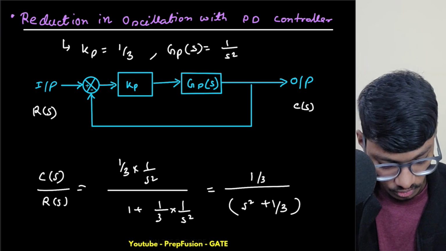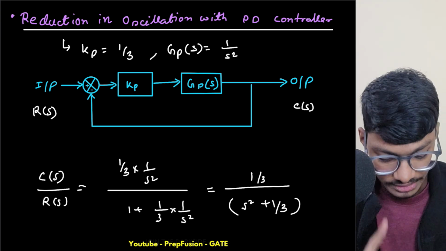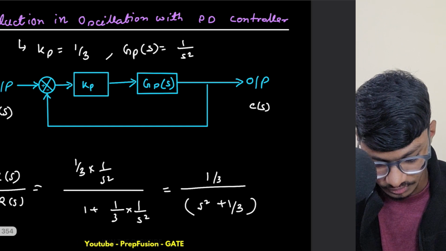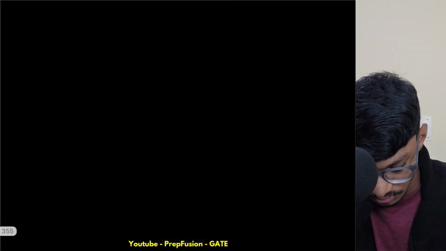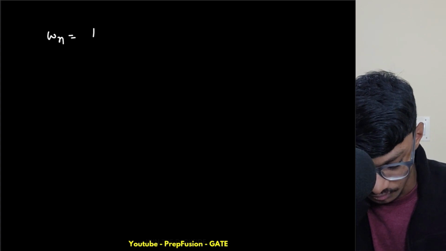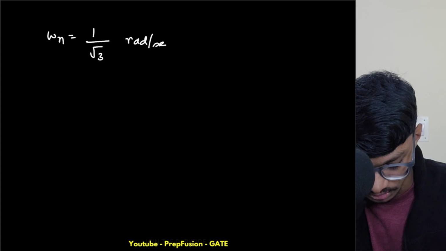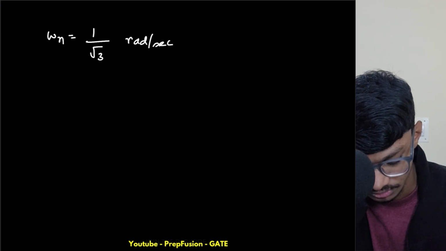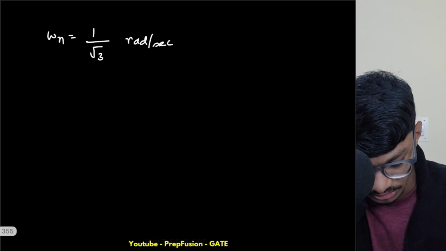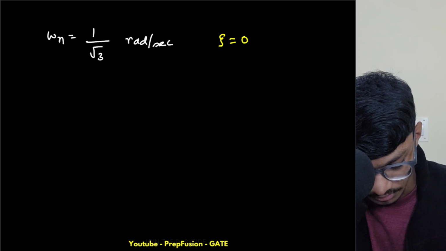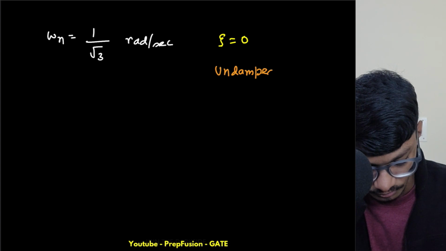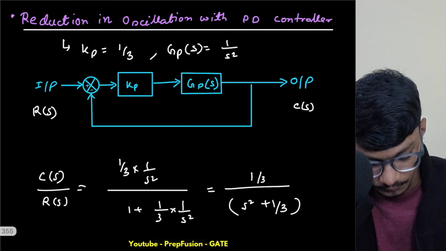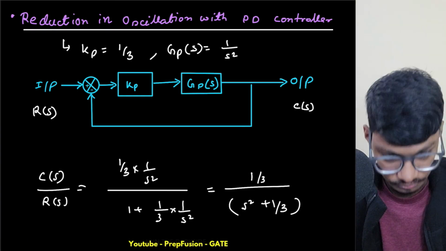Okay, so now what is happening? What is the natural frequency of this? Natural frequency omega n equals 1 by under root 3 radian per second, because this is an undamped system. Zeta is 0, undamped. Okay, so this is an undamped system.